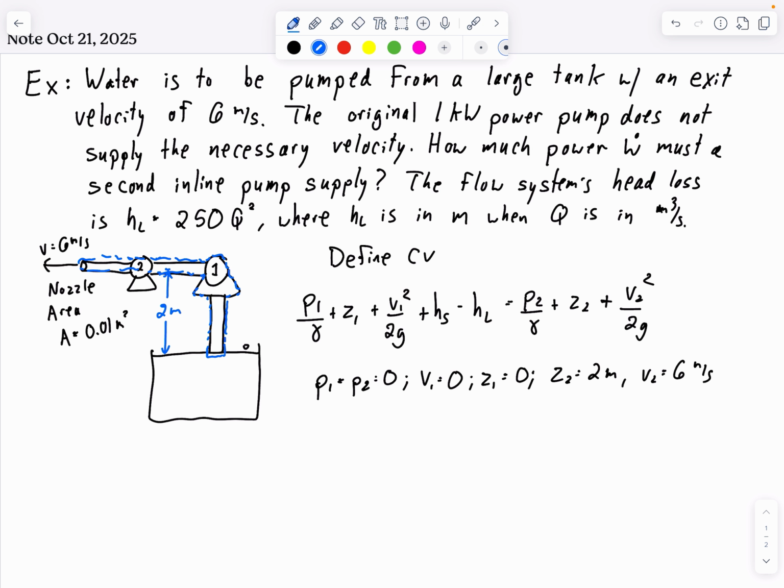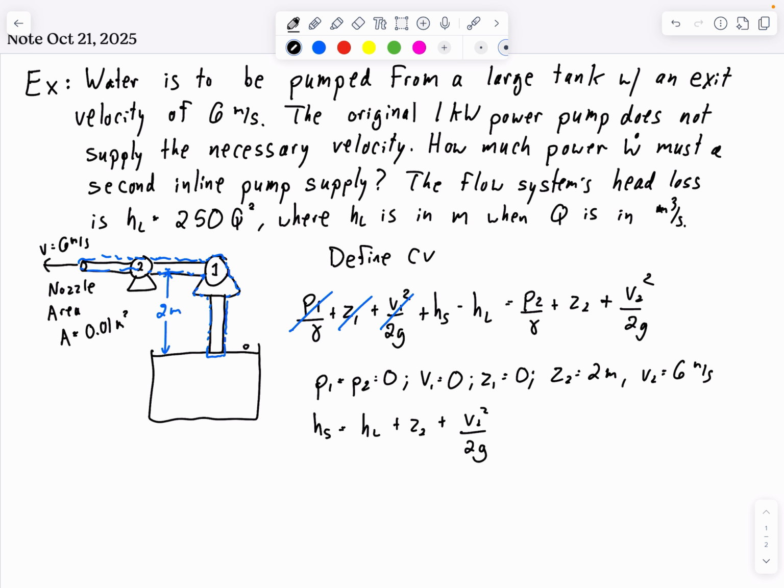And so when we simplify this, we can mark out these terms right here. We know our pressure is 0, and so what we're left with here is we're solving for H sub S, which is equal to H sub L plus Z2 plus V2 squared over 2g.